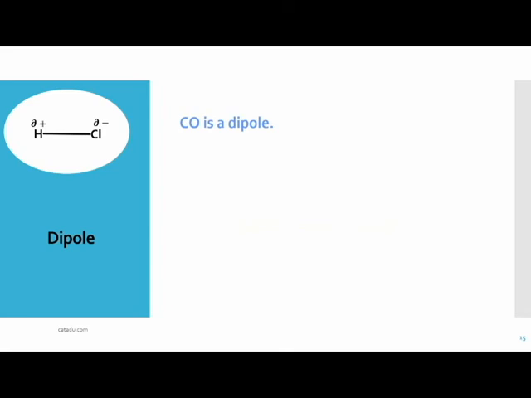Carbon monoxide is a permanent dipole. There is a big difference of electronegativity between carbon and oxygen. This is reactive, but nitrogen is not a dipole because of the same electronegativity of nitrogen and nitrogen.